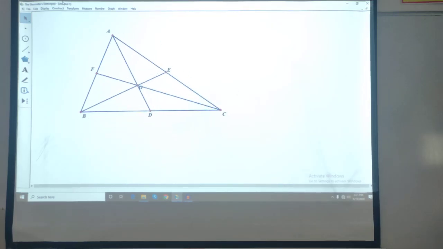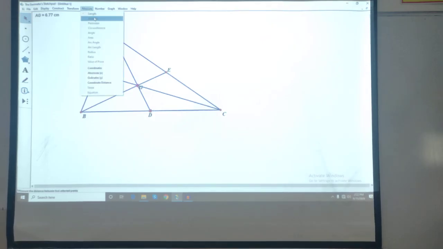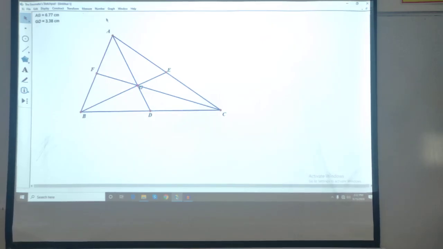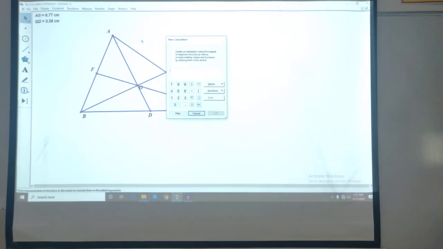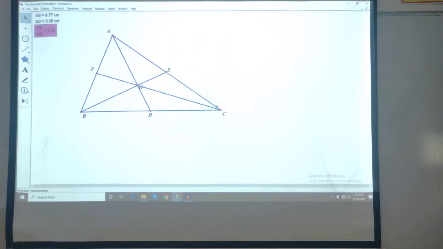To verify that the centroid divides the median in the ratio 2:1, I select AG and go to measure. I calculate its length, and it is 6.77 centimeters. I join GD and measure its length, and it comes out to be 3.38 centimeters. If I calculate their ratio, AG divided by GD, it comes out to be 2:1.